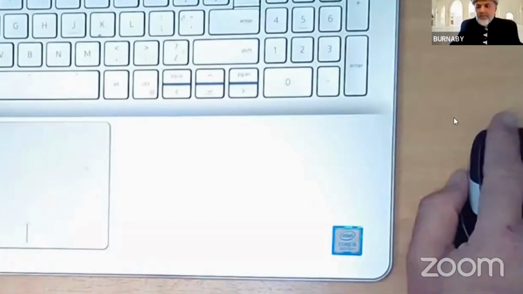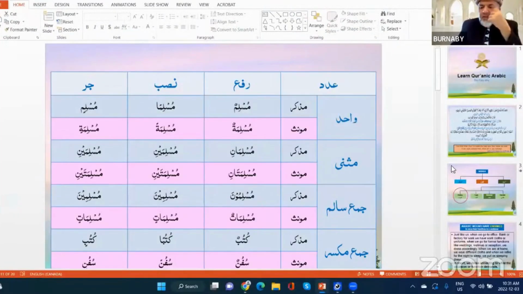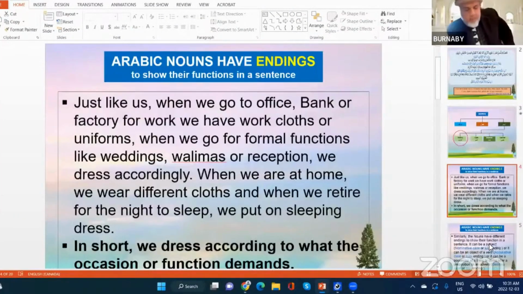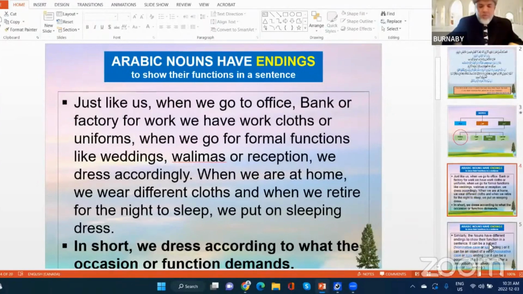Now we will come back to this knowledge again, but let me first explain why we need to look at the status. For that, we will go back to the beginning of our lecture. Who remembers from session 1, when we talked about the status, why do we need to find the status? What does the status tell us about the noun? Brother Asim has a hand raised. Go ahead, Brother Asim.